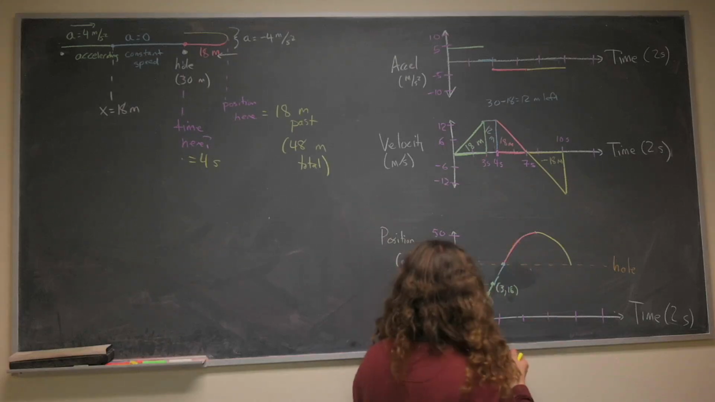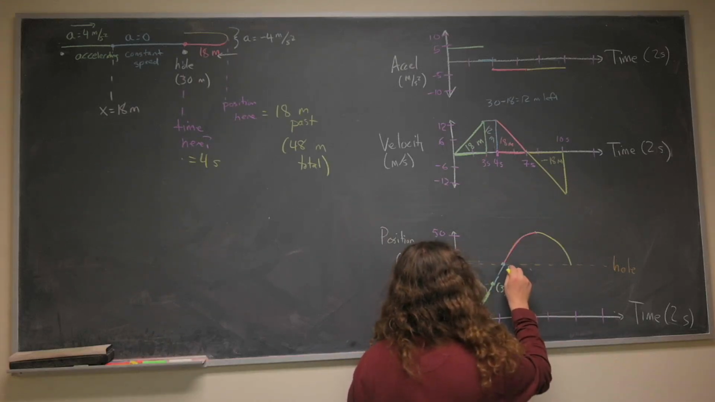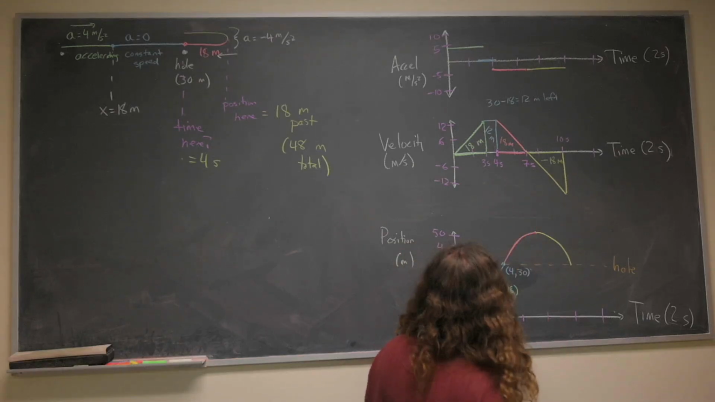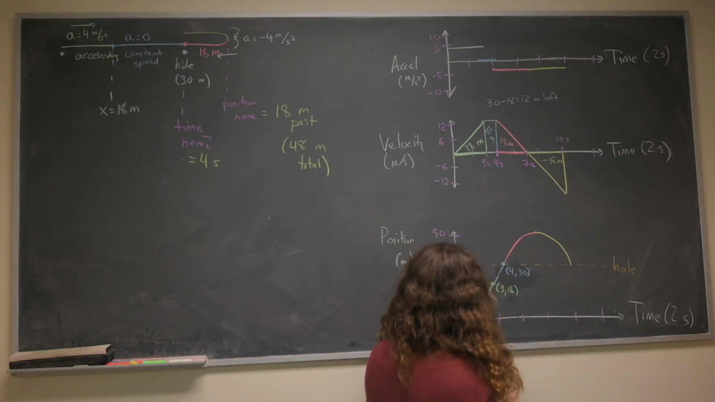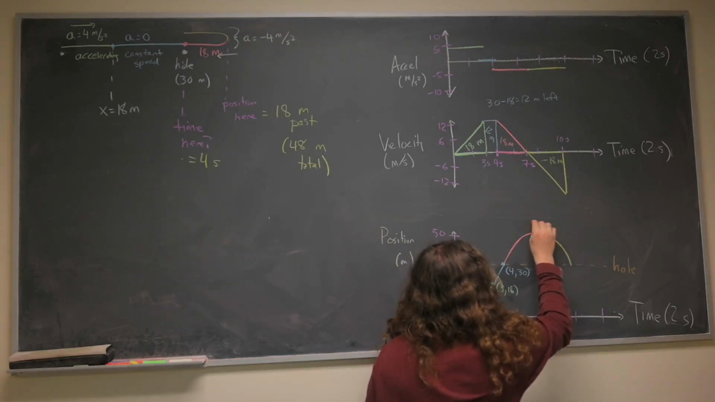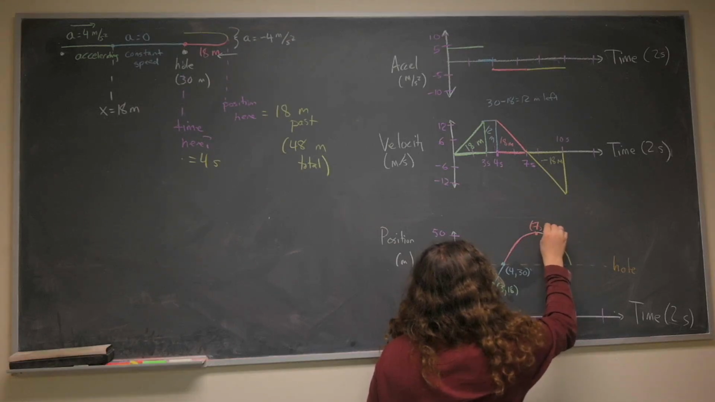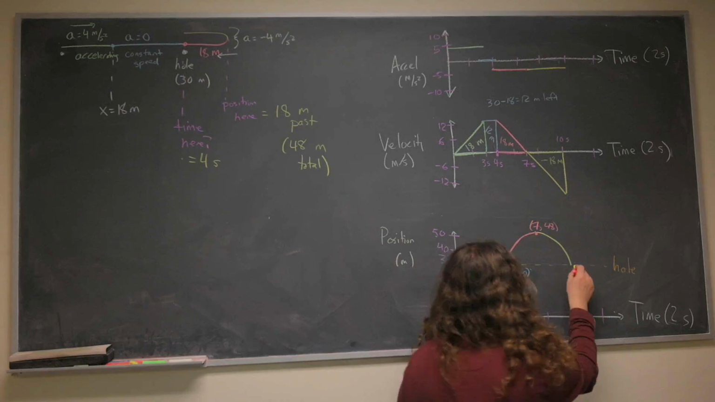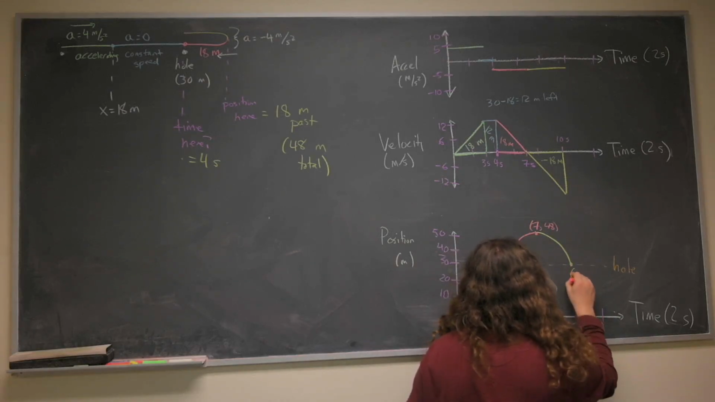Area under that triangle is 18. Now, this is 4, 30. I've gone 12 more meters in 1 more second. This is 7, 48, because I've gone 18 more meters forward. Now I go 18 meters backwards. This is 10, 30.